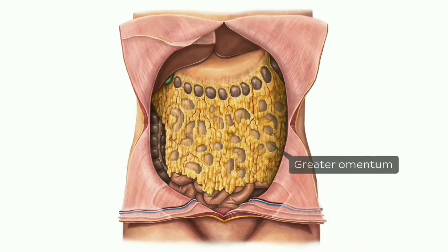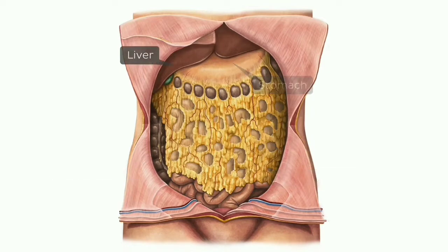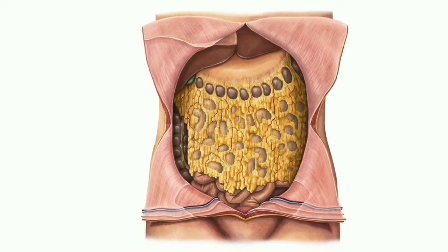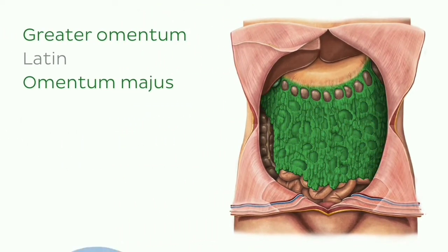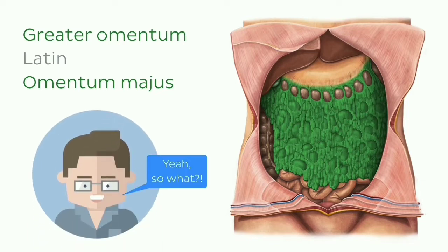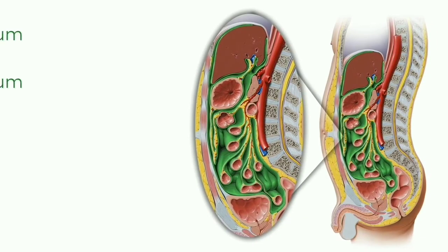Here we can see the greater omentum and some associated structures such as the small intestine, the large intestine, the stomach, and the liver. If I told you that the greater omentum is the largest fold of visceral peritoneum in the abdominal cavity, it might not mean that much to you. So I think it's important that I give you some background information and define a few key terms. Let's start with the peritoneum.